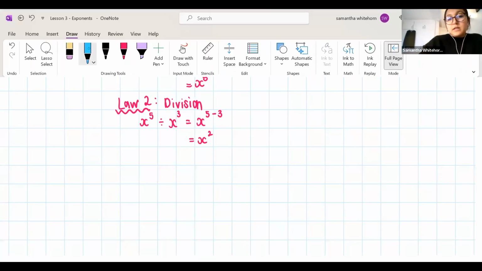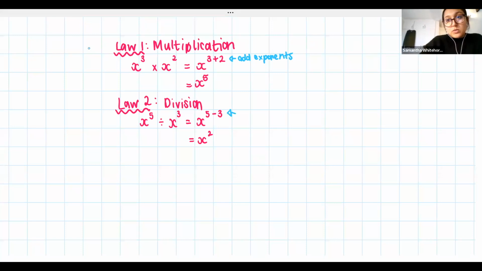Please wait, guys, in the chat. I'm getting there. I've only done 2 laws. We've got 4 laws as well as a definition. If all questions aren't answered, then you can ask.